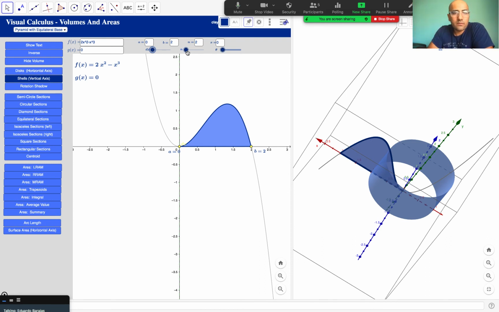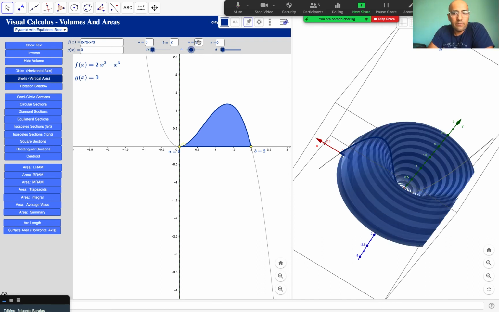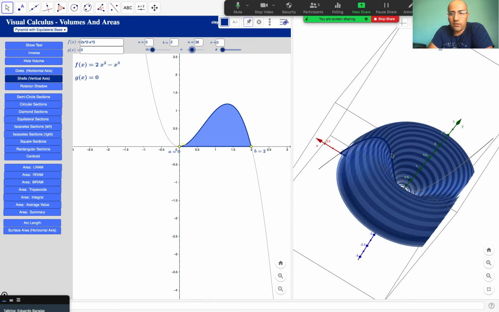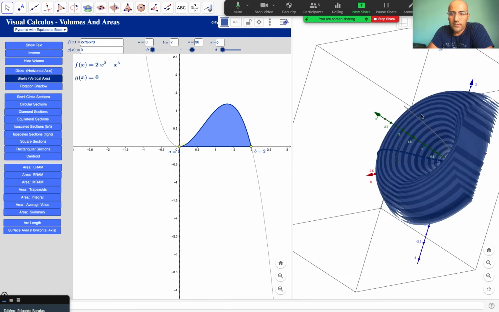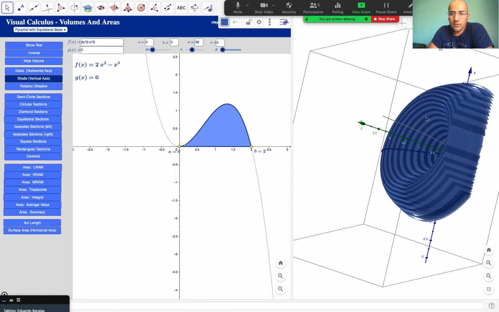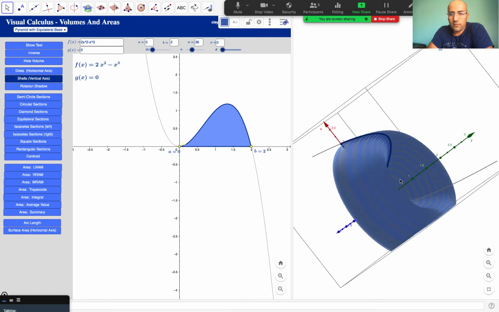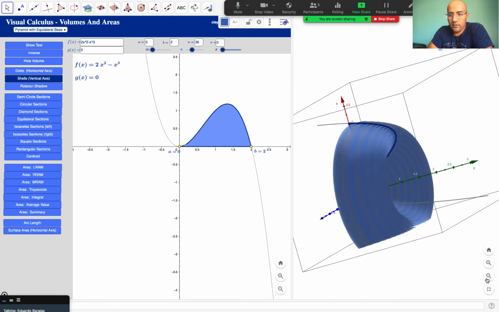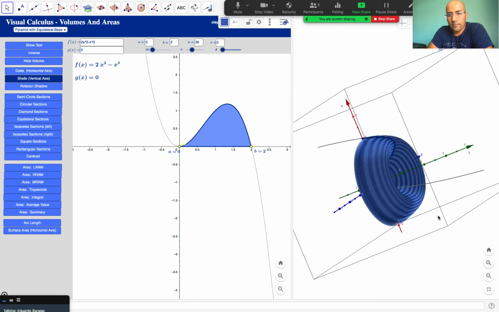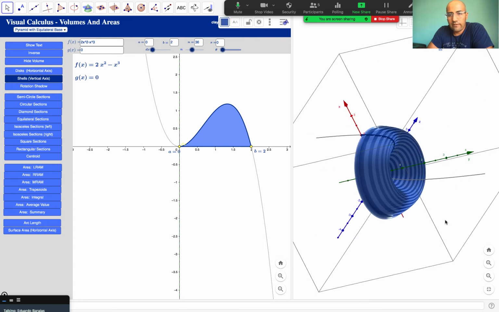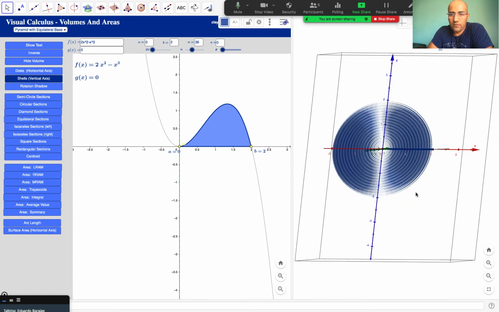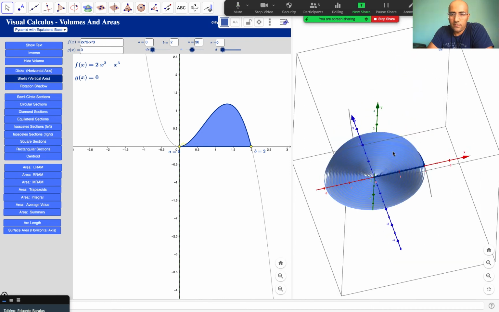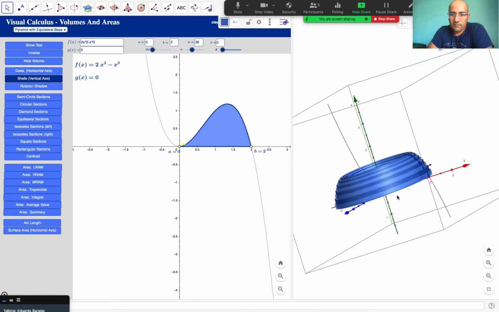So let's increase this guy up. So there's what it looks like, a little Bunsen guy like this. Let me zoom out a little bit. Okay, so we have, come on, it's not rotating how I want it to rotate, come on. There we go.